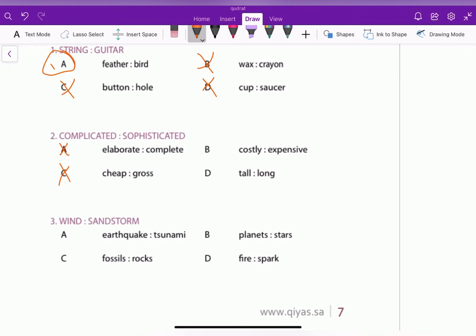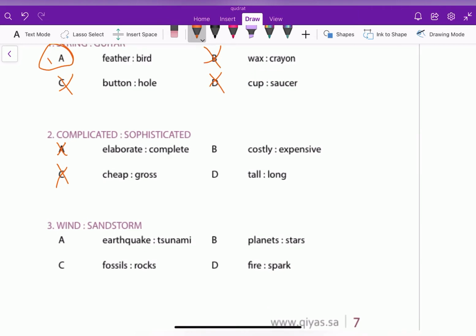Is it B or is it D? Now we have to compare costly, expensive, tall, long. We can see that the answer is B. Why? Because the relationship between costly and expensive is basically the same as between complicated and sophisticated, because they are synonyms. They're closely related, and it is not D. You might be tricked into choosing D. It's not D because tall and long, although they are kind of closely related, are not the closest match to this relationship.